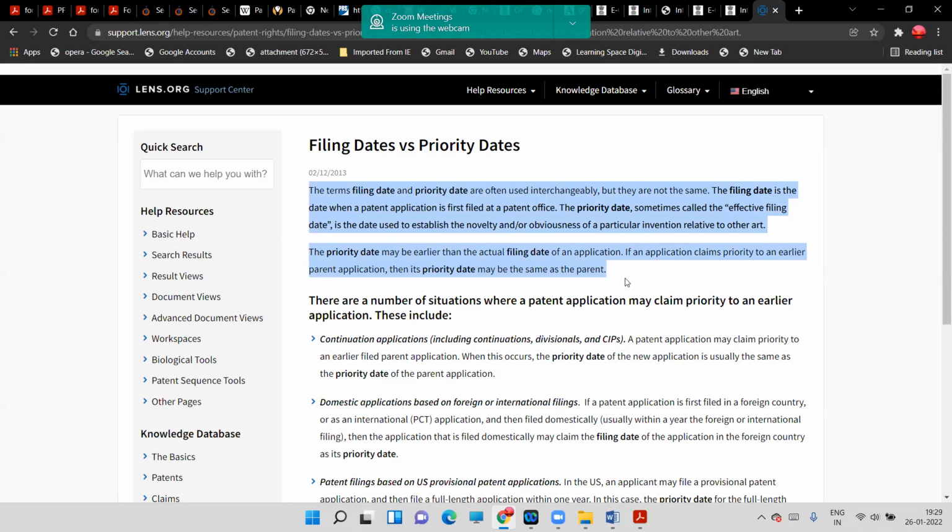The priority date may be earlier than the actual filing date of an application. If an application claims priority to an earlier parent application, then its priority date may be the same as the parent patent. Okay.